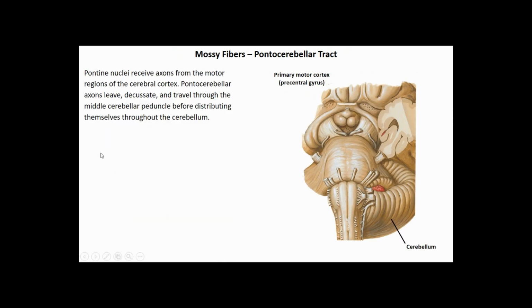So the mossy fibers are going to be any inputs not from the inferior olive. So let's start with those coming from the pons. The pontine nuclei are clusters of cells throughout the tegmentum of the pons, and we have running through the brainstem the corticospinal tract, and those fibers are traveling through the cerebral peduncle, through the pons, through the pyramids of the medulla, decussating at the base of the medulla to get to the spinal cord.